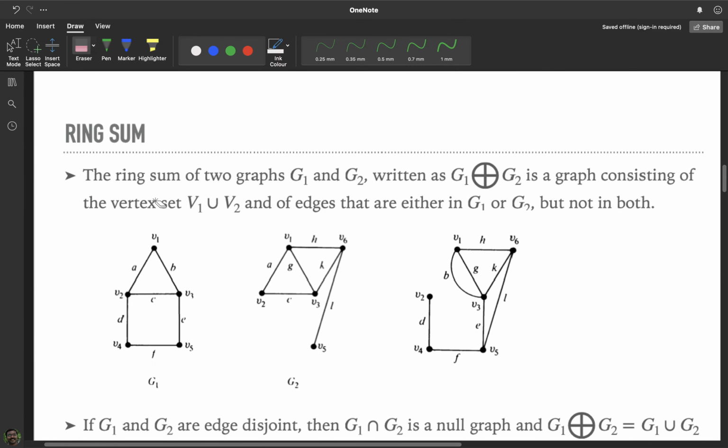Okay, moving forward, we will see what a ring sum is. Ring sum is basically similar to a symmetric difference in sets. In set theory, we may have studied the concept of symmetric difference, so it's the same concept here. The ring sum is denoted by the symbol G1 plus G2, with a plus with a circle notation. The vertex set will be V1 union V2, and the edge set is basically those edges which are either in G1 or in G2 but not in both. So this is the concept of symmetric difference coming here.